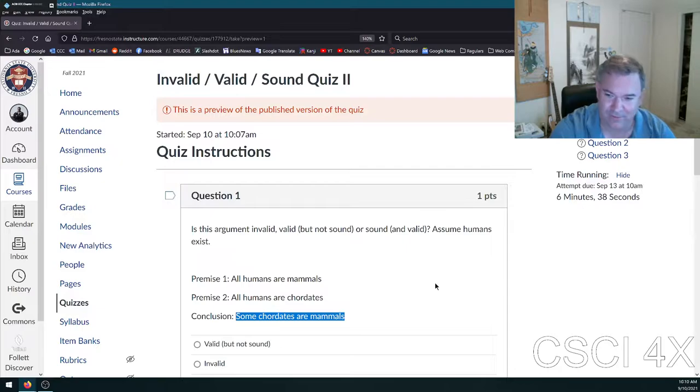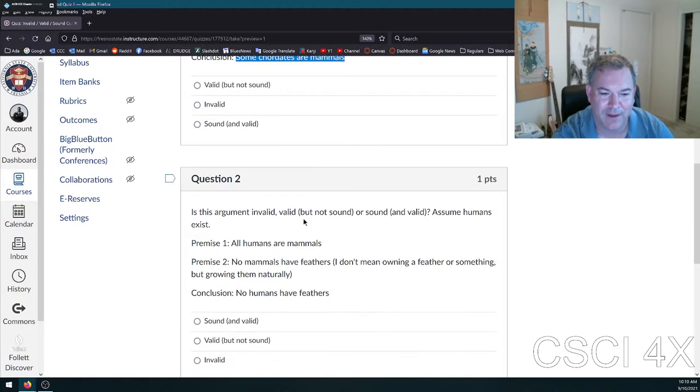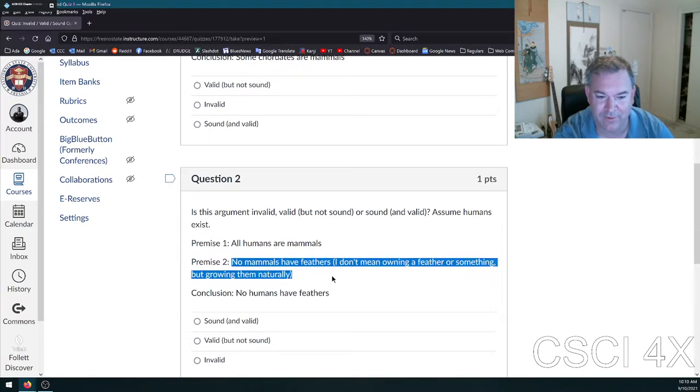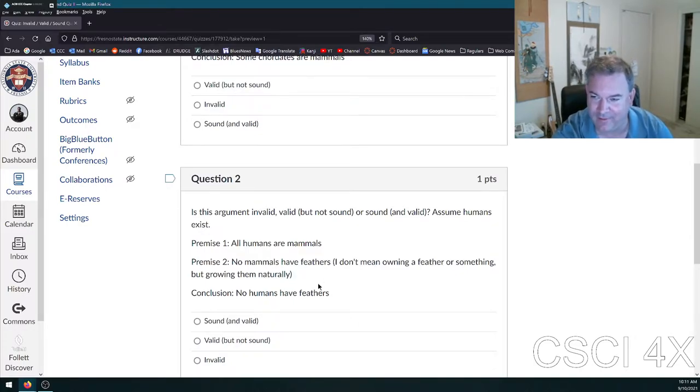Okay. You tempted to share your thought process? Go for it. Share your thought process. Is this argument valid, invalid, or sound? I assume humans exist. Premise 1, all humans are mammals, as before. Premise 2, no mammals have feathers. I don't mean owning feathers, but growing feathers from your skin. All humans are mammals. No mammals have feathers. Therefore, no humans have feathers. All X are Y. No Y are Z. Therefore, no X are Z.